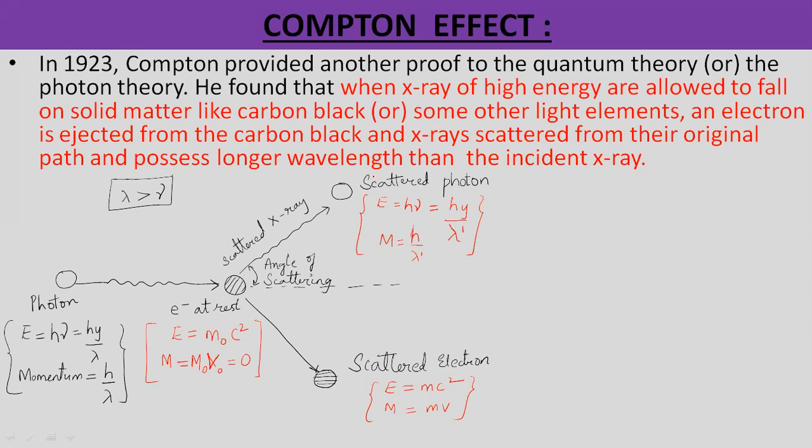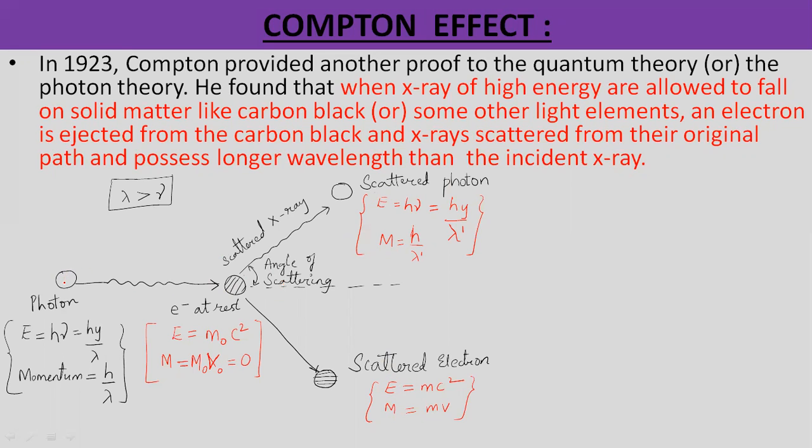So this statement you can better understand by seeing the diagram. Here we have the incident photon, and once you pass the radiation on the metallic surface, here in the place of the metallic surface we are using carbon black. Once you pass the radiation which contains the photon on the carbon black, the ejection of electrons will take place. So here you will get the scattered photon and here you will get the scattered electron.